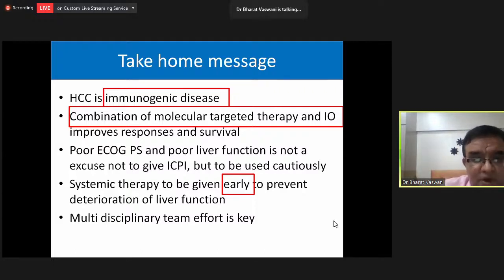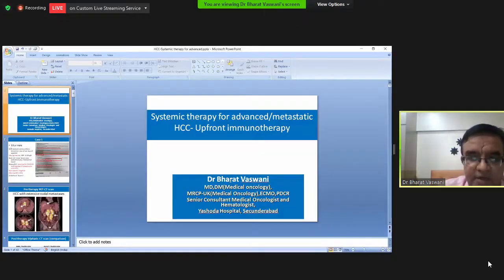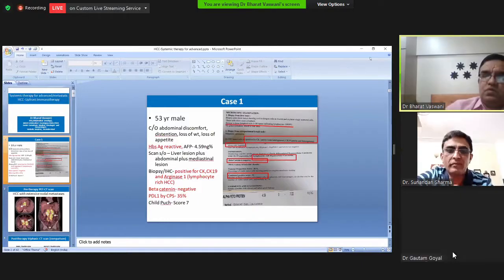And last but not the least, liver cancer is not the field of only a hepatologist or a surgeon or a medical oncologist. It is a multidisciplinary team effort where everybody has an equal and an important role. With this positive thing, I stop my presentation. Thank you, organizer, for the invite.